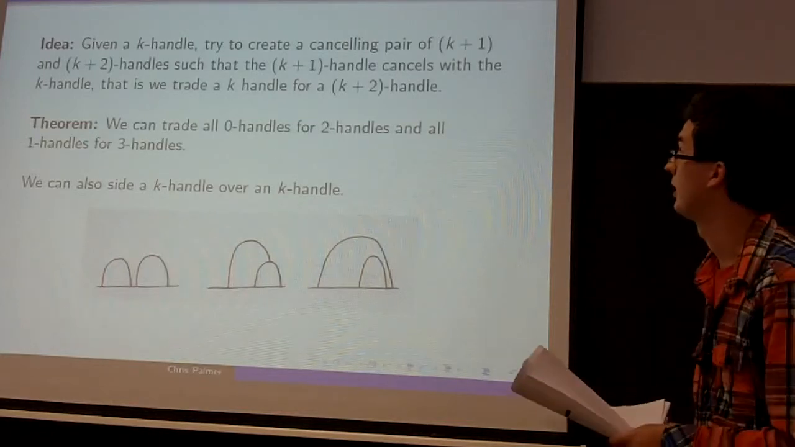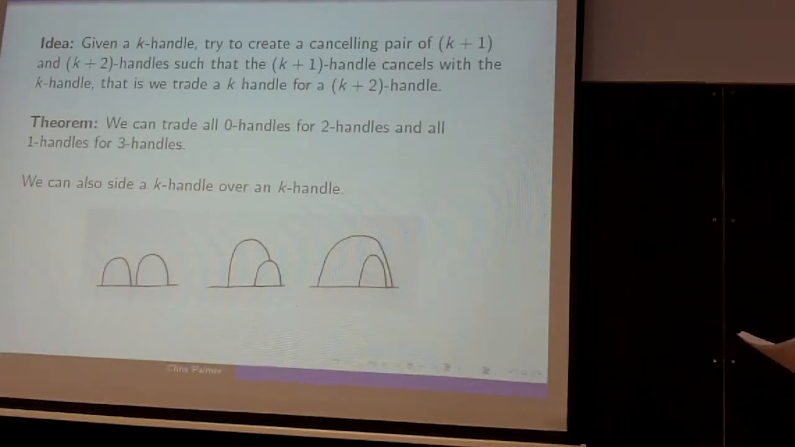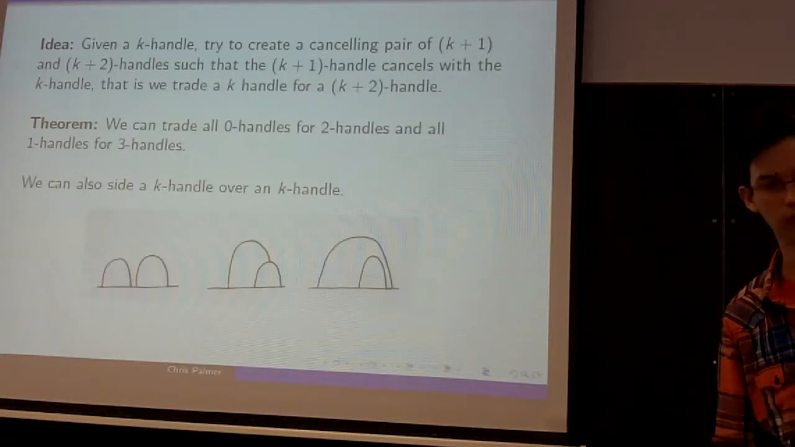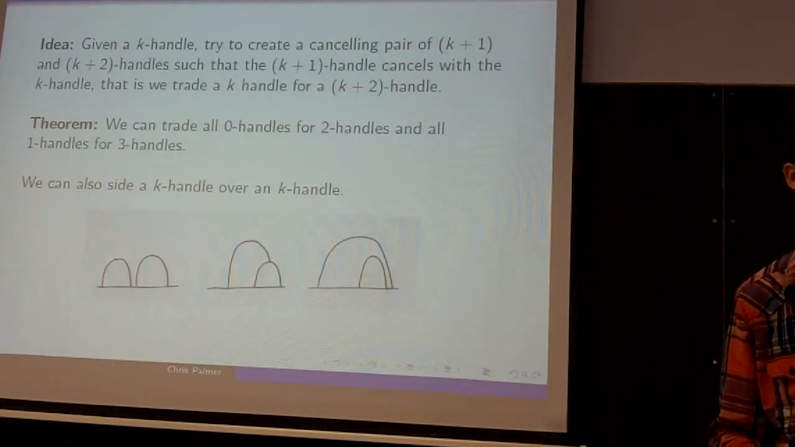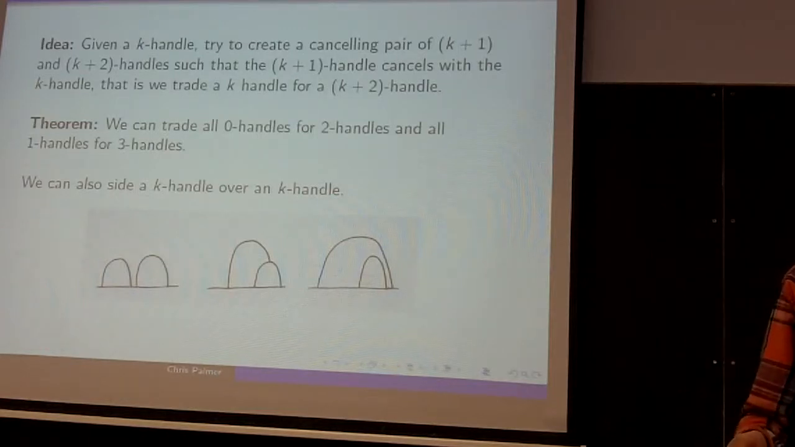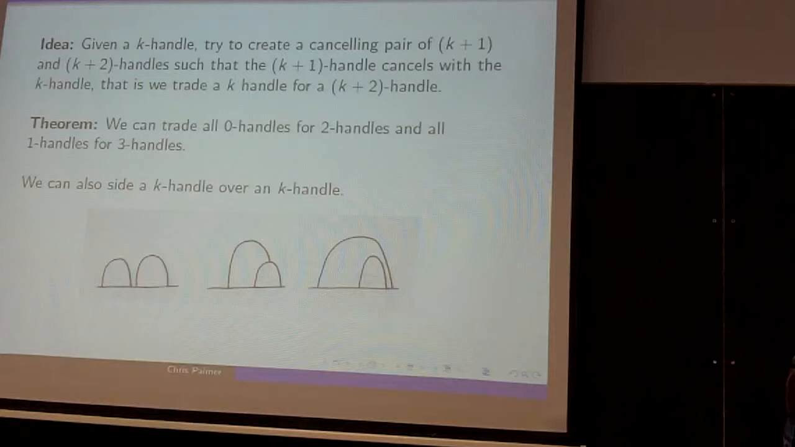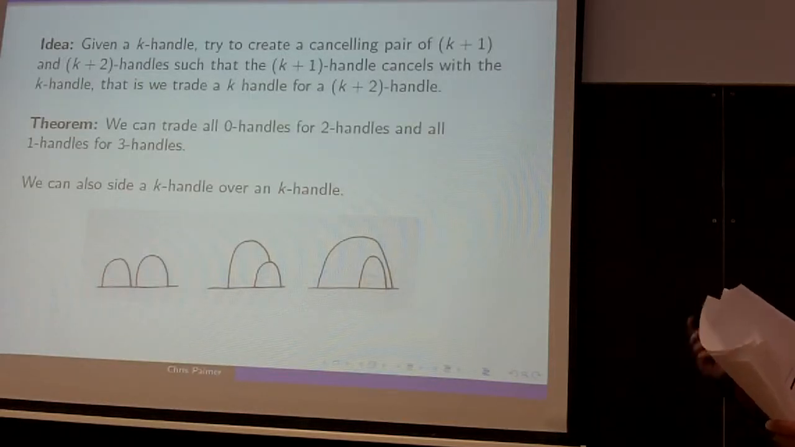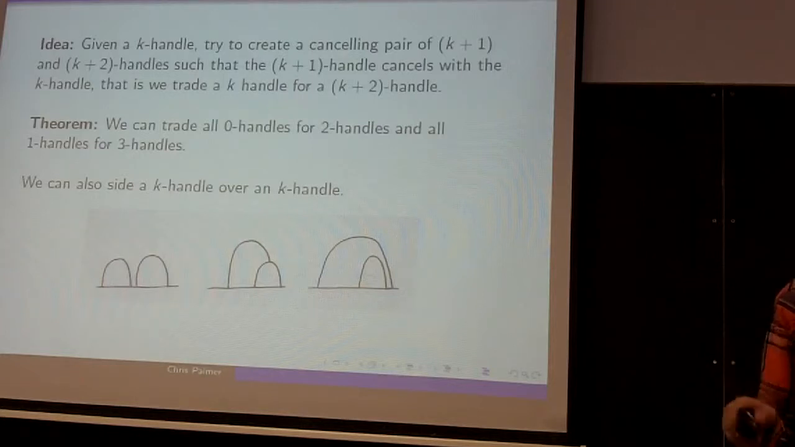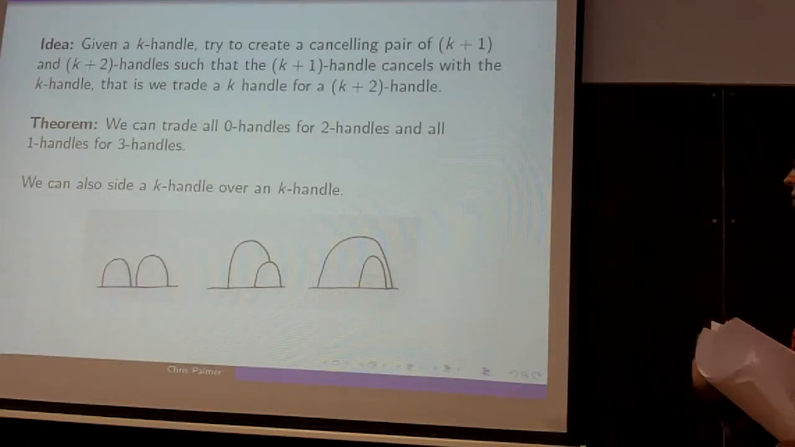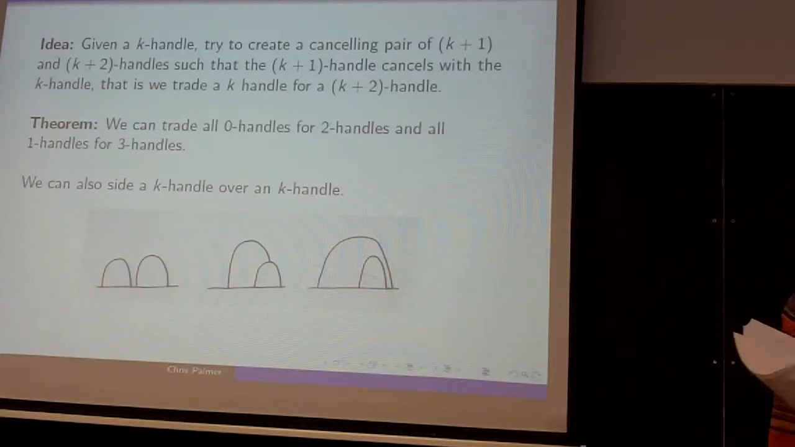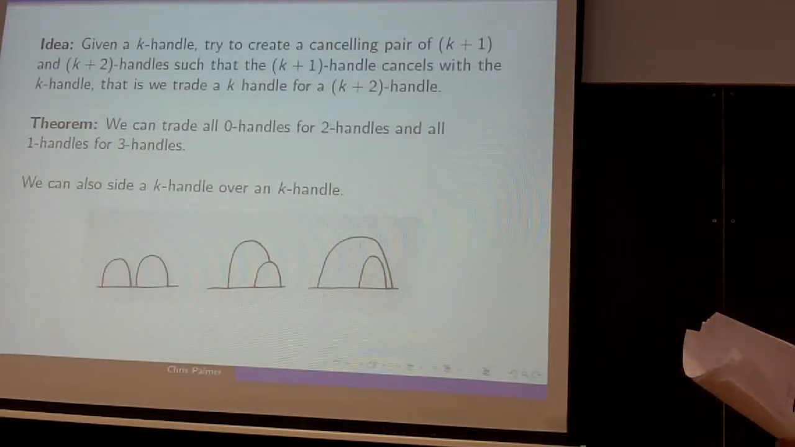Okay, so another technique is handle trading and handle sliding. So the idea is as follows. At some point we've attached a k handle. Let's try and attach a k plus 1 handle and a k plus 2 handle, such that the k plus 1 and k plus 2 handle cancel, but also the k and k plus 1 handle cancel, which means that we've traded a k handle for a k plus 2 handle. So the question is, when you can do this? Well, you can show, because of some dimensionality constraints, that you can only trade 0 handles for 2 handles and 1 handles for 3 handles. But I won't go through the proof.